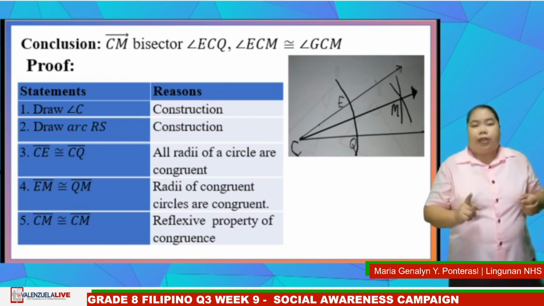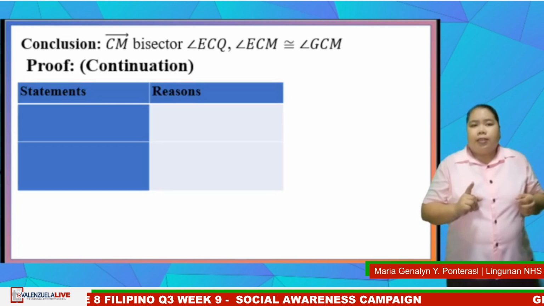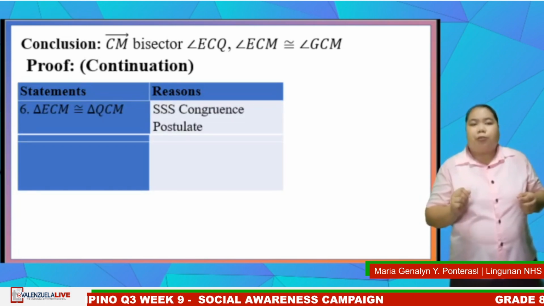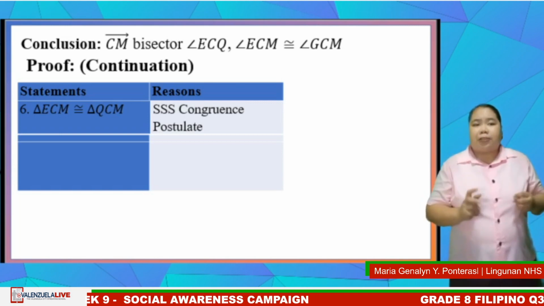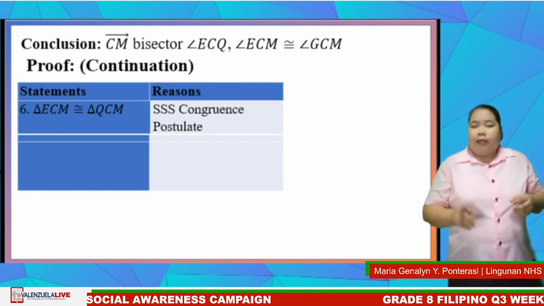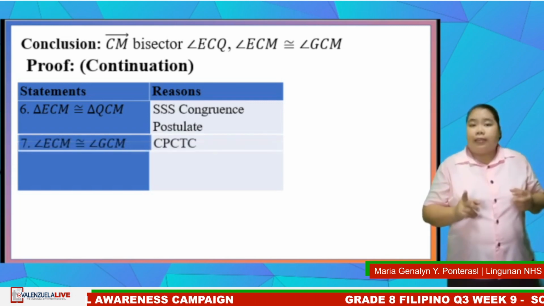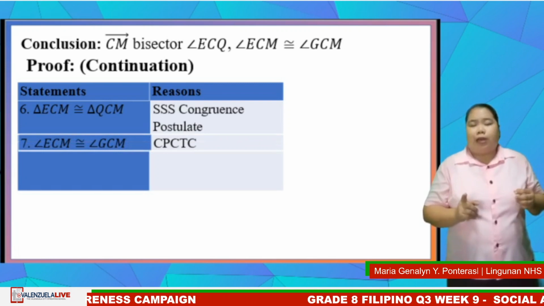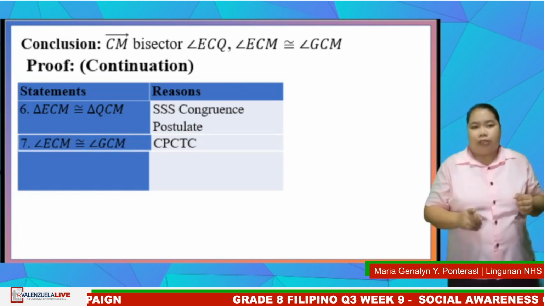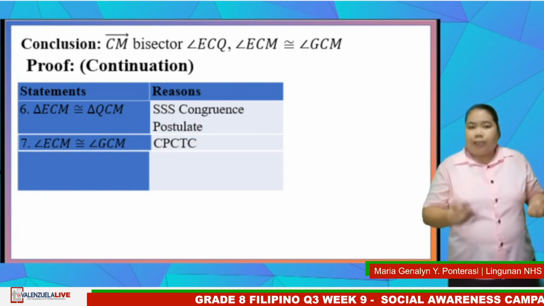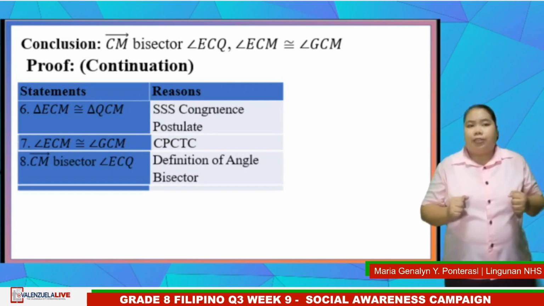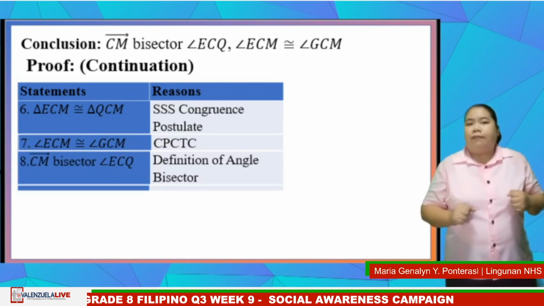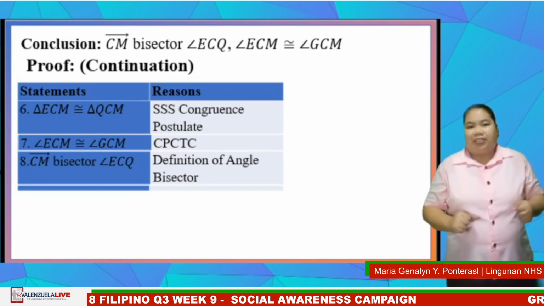Then the next one, triangle ECM is congruent to triangle QCM. The reason is SSS congruence postulate. Then the next one, angle ECM is congruent to angle QCM. The reason is CPCTC. So, we can say that CM is the bisector of angle ECQ. The reason is definition of angle bisector.